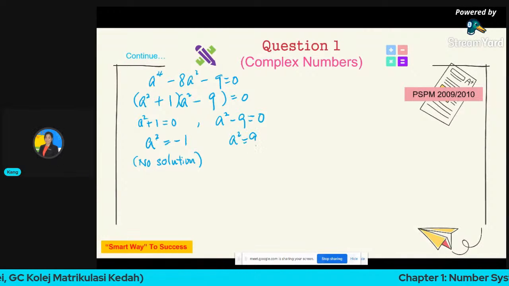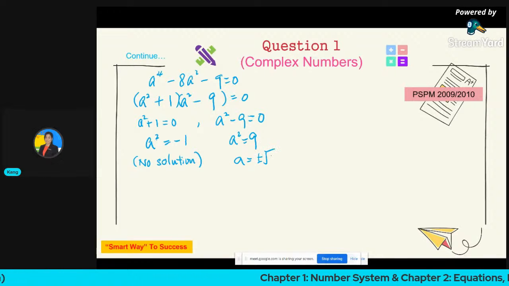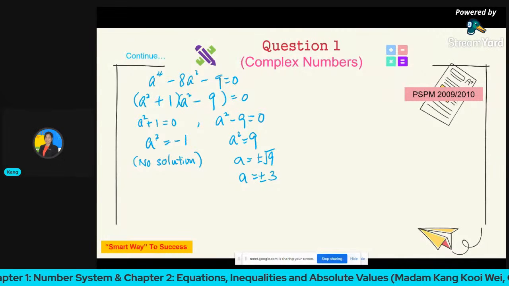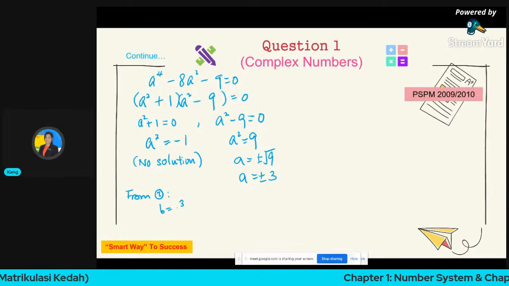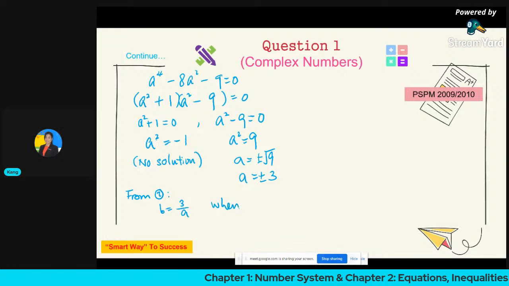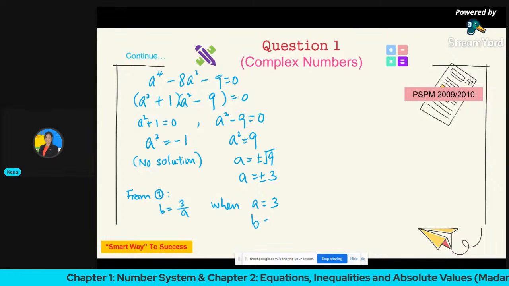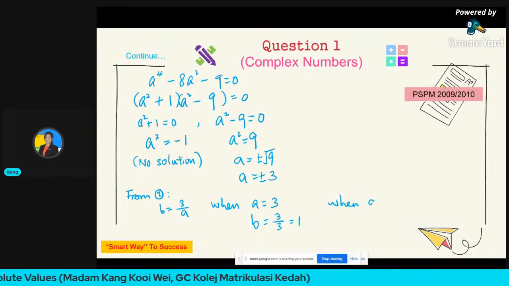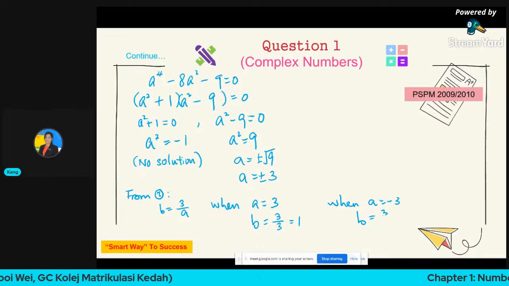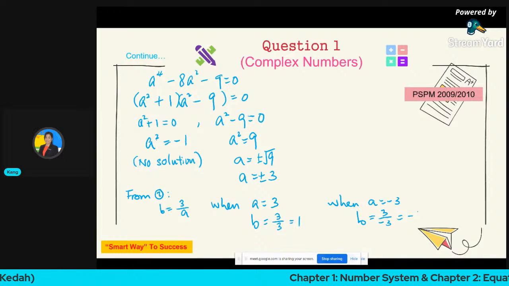a squared minus 9 equal to 0, so a squared equals 9. So a equals plus minus square root of 9, which is plus minus 3. So we already get our value of a, that is plus minus 3. Then we need to find the value of b. From the second equation just now, we have b equals 3 over a. When a equals 3, what is the value of b? Substitute the value of 3, b is 3 over 3 equals 1. When a equals negative 3, b equals 3 over negative 3, that equals negative 1.